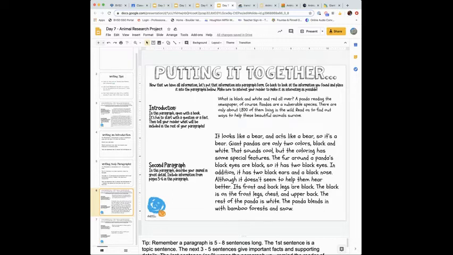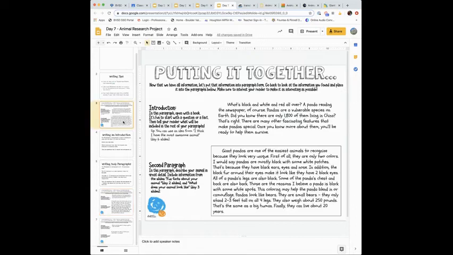Although it doesn't seem to help them hear better, its front and back legs are black. The black is on the front legs, chest, and upper back. The rest of the panda is white. The panda blends in with the bamboo forests and snow. I'm kind of already thinking that I don't have a wrap-up sentence here yet. Let's look at my final version and see what maybe I added.